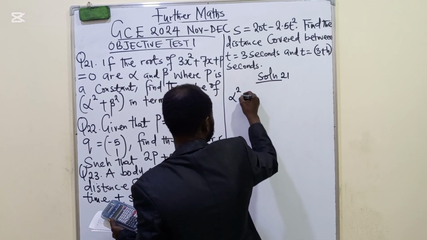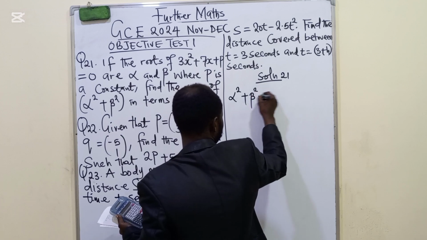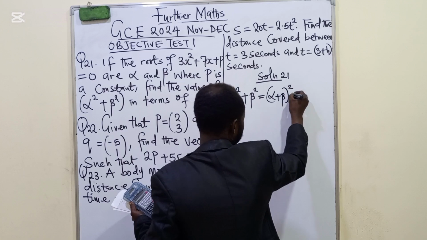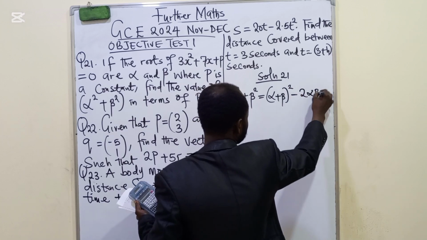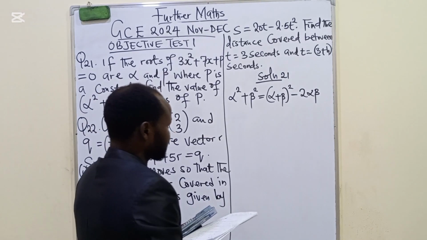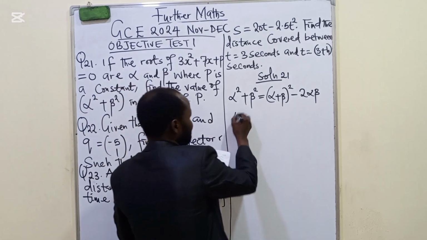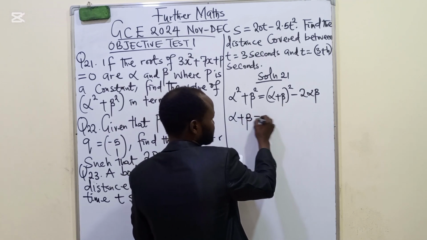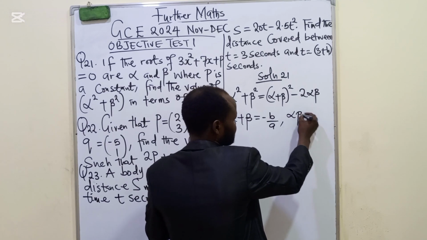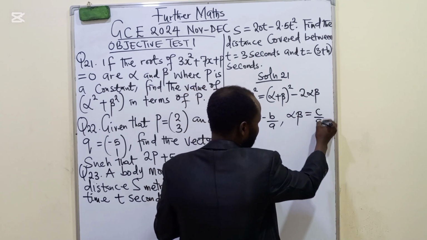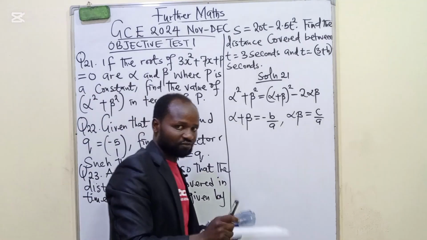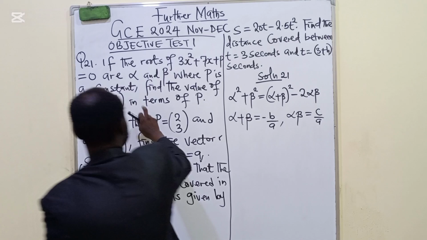Recall that alpha squared plus beta squared will be equal to alpha plus beta all squared minus 2 alpha times beta. Very important, and this is the identity we are to use. Again, we have to recall that alpha plus beta under the roots of quadratic equation is minus b divided by a, comma alpha times beta is equal to c divided by a. These are very important properties as far as this question is concerned.